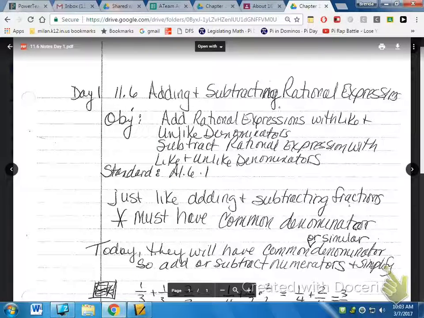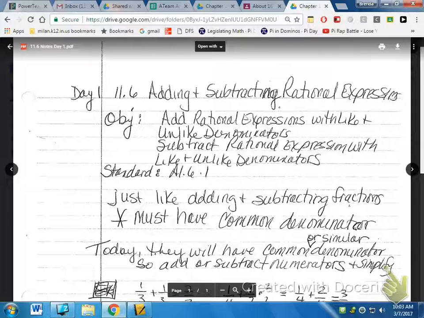11.6, adding and subtracting rational expressions, day 1. Our objective today is to add rational expressions with like and unlike denominators and to subtract rational expressions with like and unlike denominators. That's a tad bit misleading because on day 1, pretty much we're sticking close to just the like denominators with one small variation. This is Standard Algebra 1 6.1.